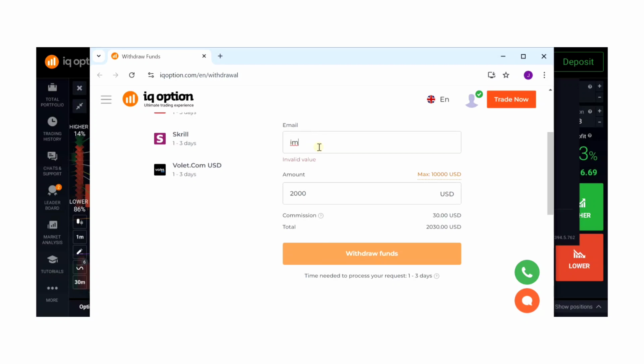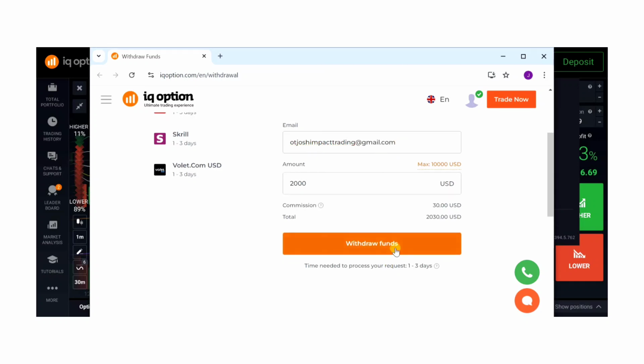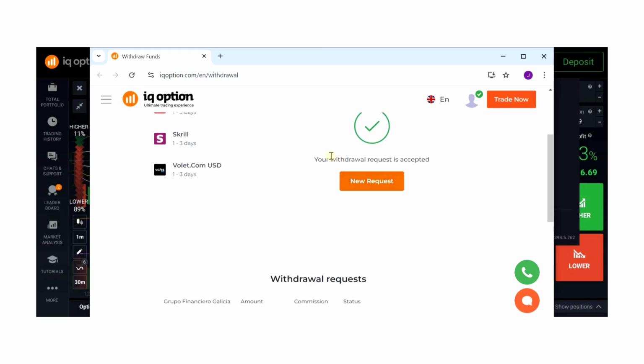Excuse me, I've forgotten the email I used for this. Okay, I'm going to do it. Please bear with me. Okay, gmail.com. Now it's here. I'm going to type withdraw fund. So now you see your withdrawal request is accepted.